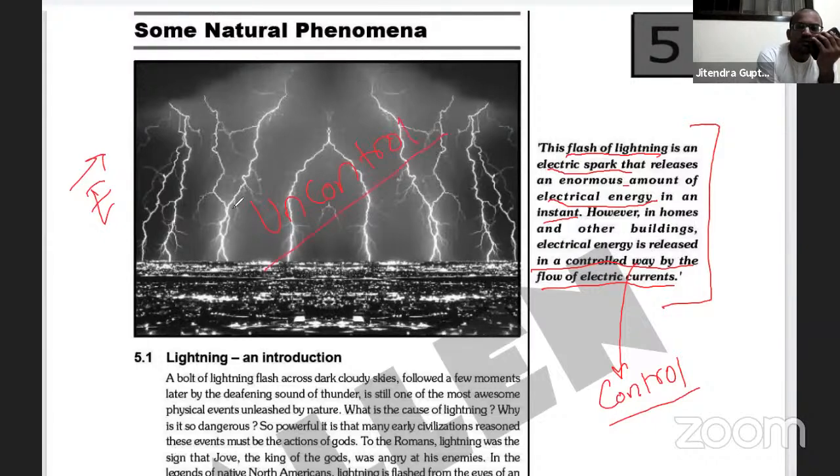Can anyone give an example of how this is uncontrolled and how that is controlled? In your home you are using electricity, that is the controlled way, and the other is the uncontrolled way. How is it? Because we can control the voltage with the switch at our home. Yes, that's right. Uncontrolled means overloading. Overloading, that's right. Any other? Anyone try?